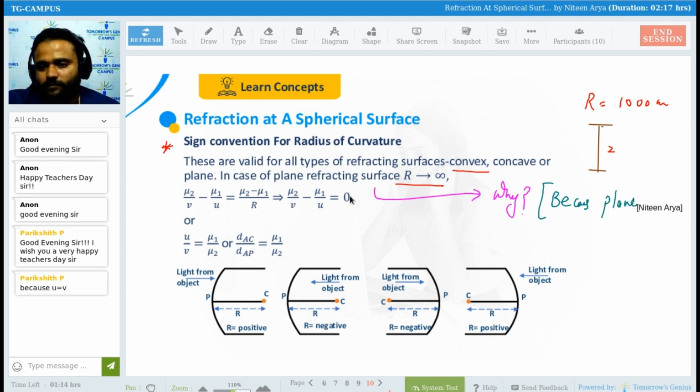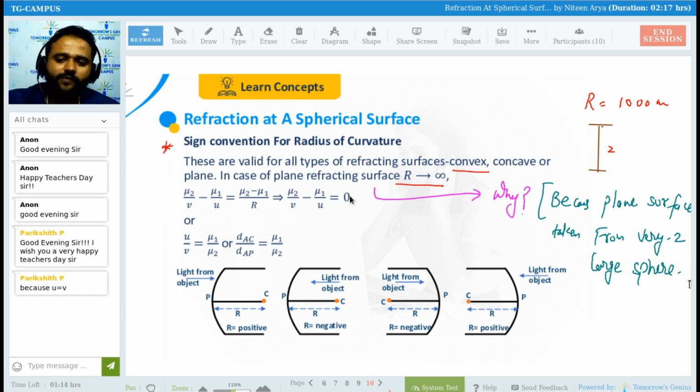plane surface, taken from a very, very large sphere. Okay, so if it is a very, very large sphere, obviously the radius is going to be infinite. So then it is going to be very normal: mu2 upon V minus mu1 upon U equals 0. And then from this, we can say that object distance is equal to image distance.